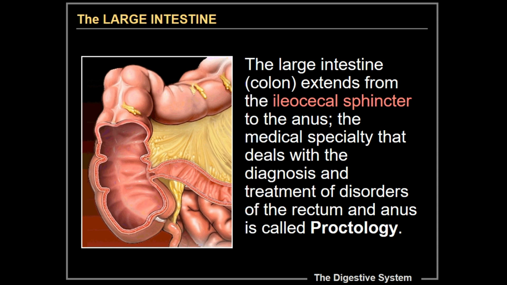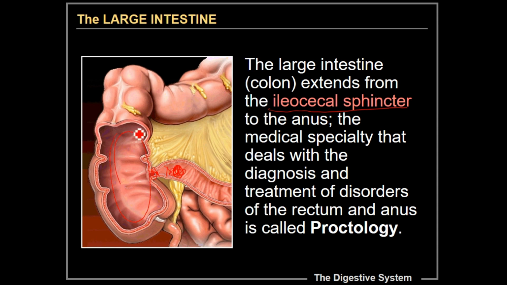All right, so here we go. The large intestine, aka the colon, extends from the ileocecal sphincter to the anus. So let me grab my pen. This is the duodenum. Excuse me, not the duodenum. This is the ileum of the small intestine. And as you can see, it's connected right here. And this constriction is the ileocecal sphincter. So it's the boundary between small intestine and the large intestine.